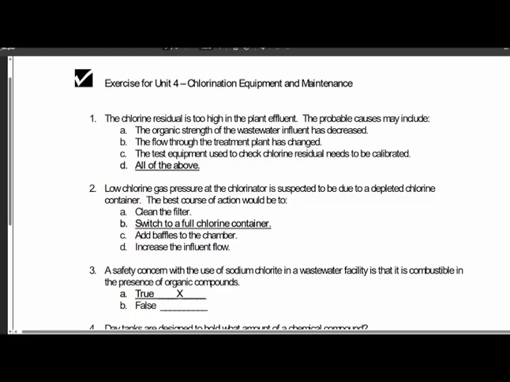Okay. The chlorine residual is too high in the plant effluent. The probable cause might be that the organic strength of the wastewater influent has decreased. The flow through the treatment plant has changed. The test equipment used to check the chlorine residual needs to be calibrated.